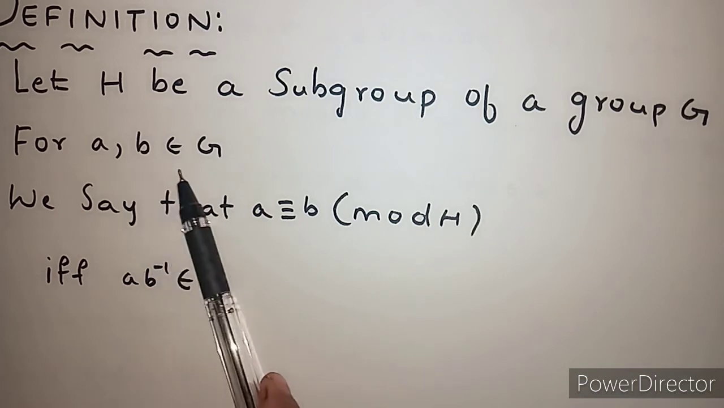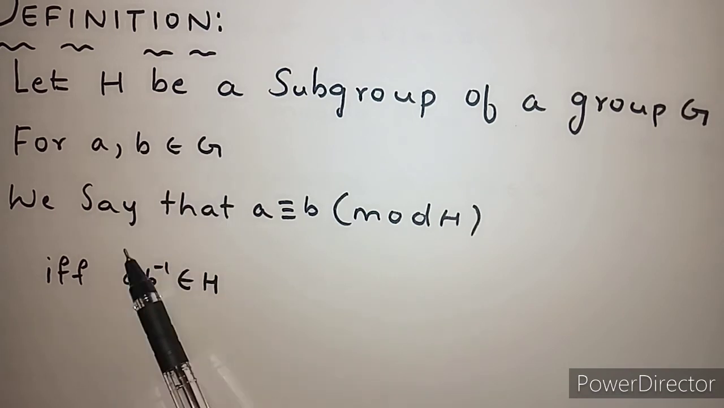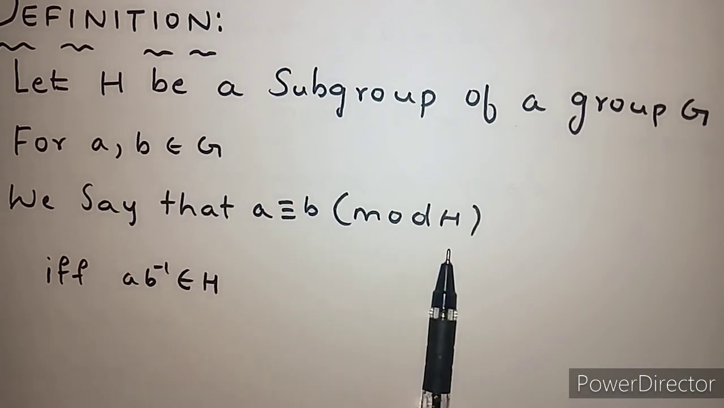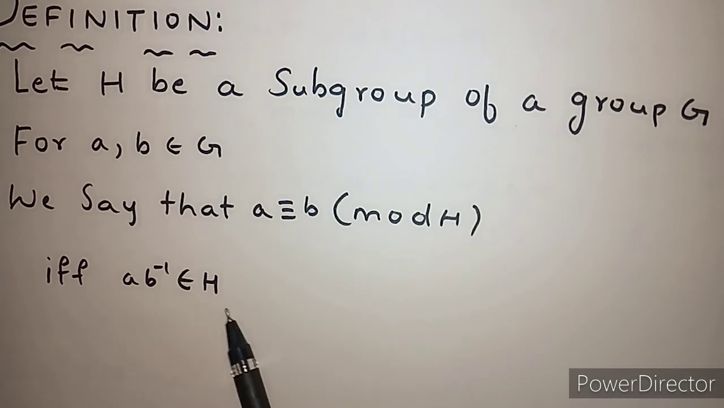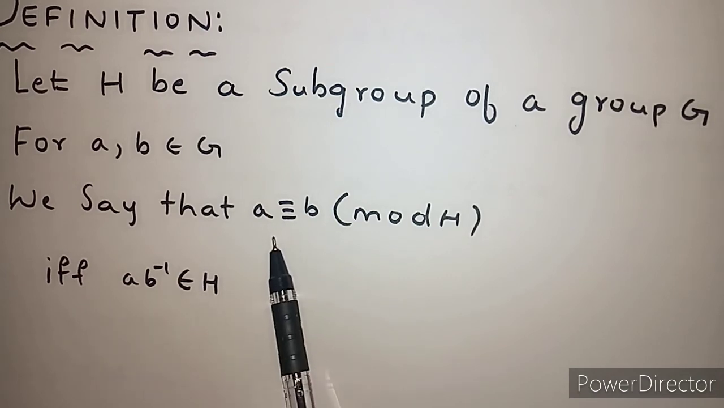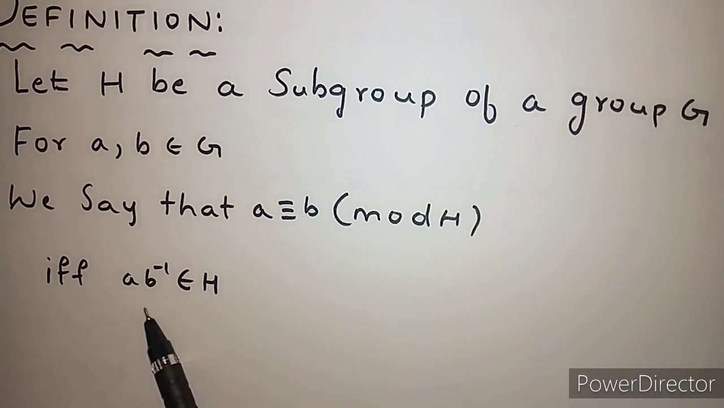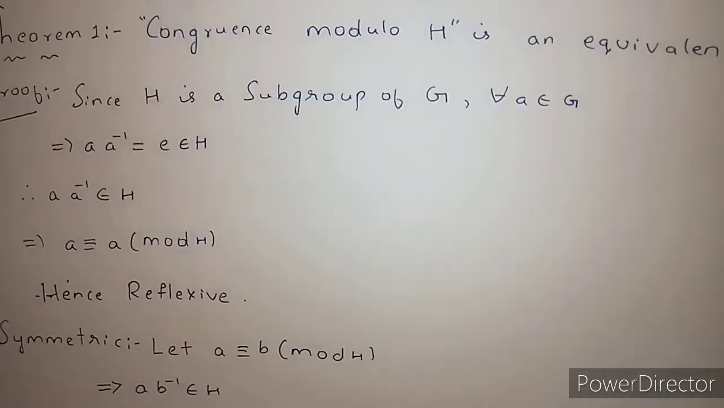For a, b belonging to group G, we say that a is congruent to b mod H if and only if ab inverse belongs to H. That means a is congruent to b mod H if and only if ab inverse belongs to H. This is the definition of congruence modulo H. If it is given that a is congruent to b mod H, then ab inverse belongs to H. Based on this definition, we will prove one theorem.